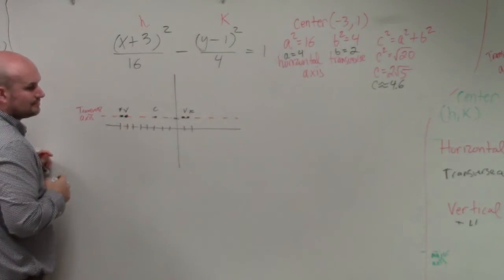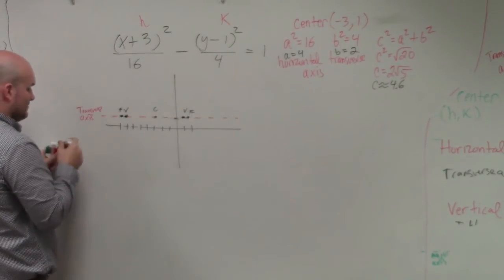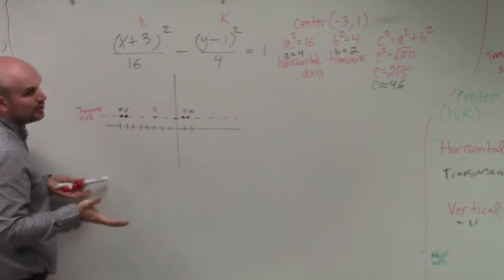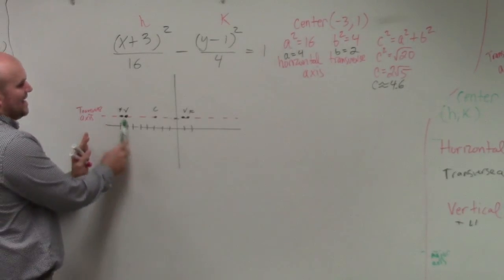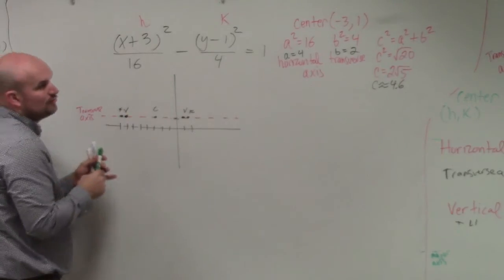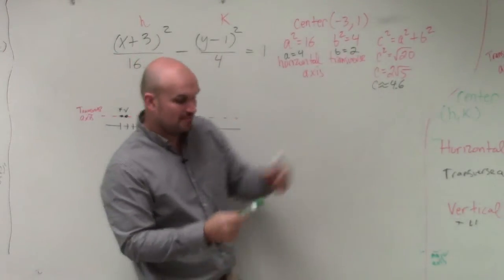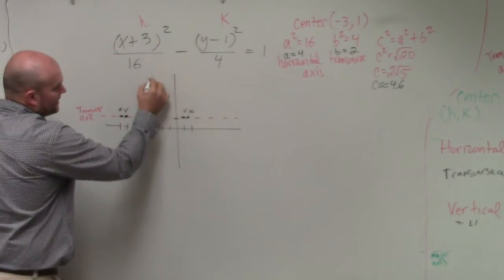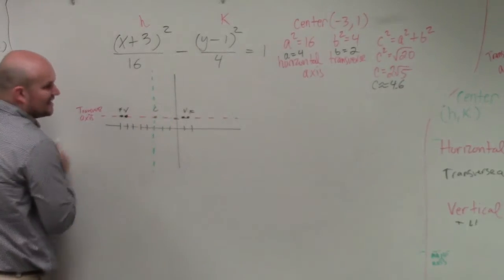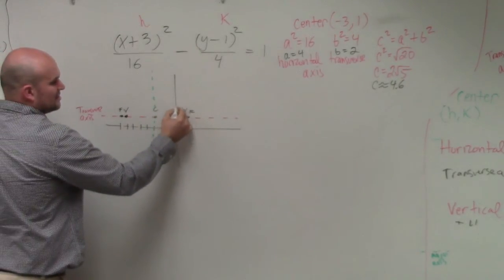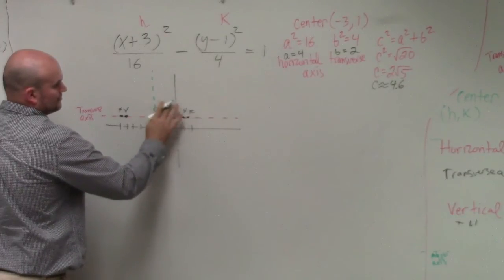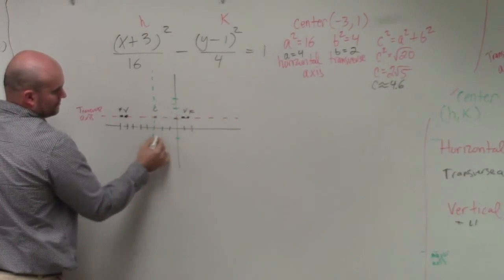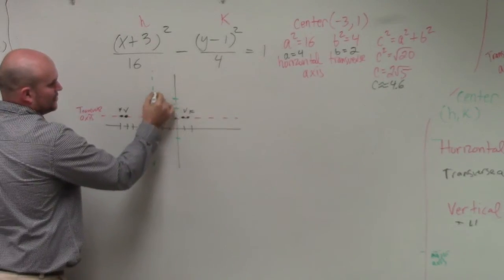OK? So now I kind of have a good idea of what the graph looks like. However, we should go ahead and graph the asymptotes. The best way to graph the asymptotes is to create a box with the vertices and with the covertices, which is b is 2. But remember, the covertices lie on the conjugate axis, which is up 2, down 2. So these are my 2 covertices.